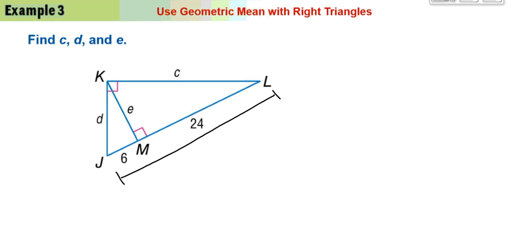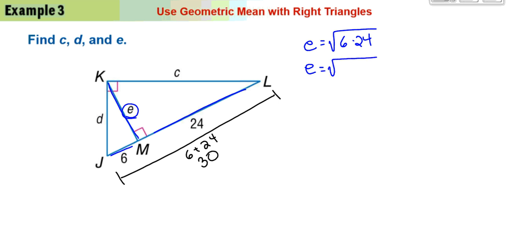JM is 6, ML is 24. So JL, that whole hypotenuse, is 6 plus 24, which is 30. I will color code my problems to make it a little easier. This altitude here, E, is the geometric mean of the two pieces that it divides that big hypotenuse into. So E is equal to the square root of 6 times 24, which is 144. That's a perfect square, so E equals 12.